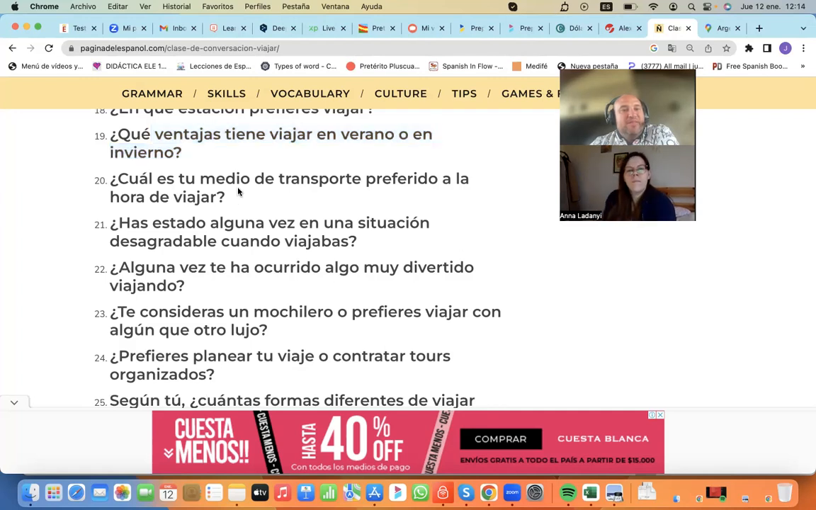Ok, ¿cuál es el medio de transporte preferido para viajar? Medio de transporte is way of transport, ¿ok? Tren y avión. Ok, ¿qué te gusta del tren? ¿Qué te gusta de viajar en tren? Es muy fácil y no, you don't need a lot of money, actually. No necesitas tanto dinero. And yeah, that's about it.